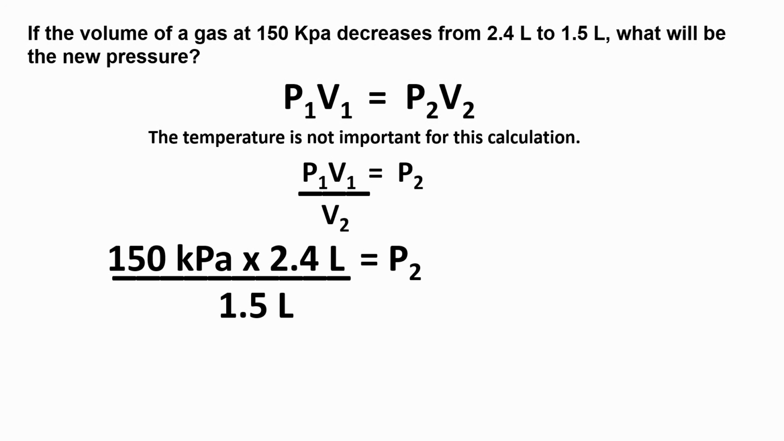Inserting the information into the formula yields the following: 150 kPa times 2.4 liters divided by 1.5 liters. The liters will clearly cancel out. And P2 is equal to 240 kPa.